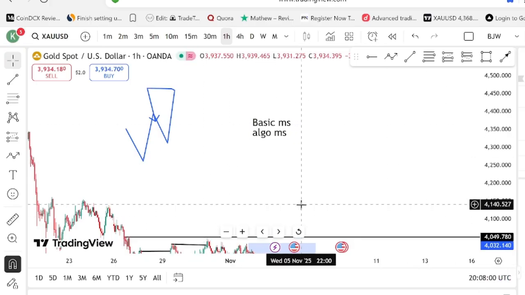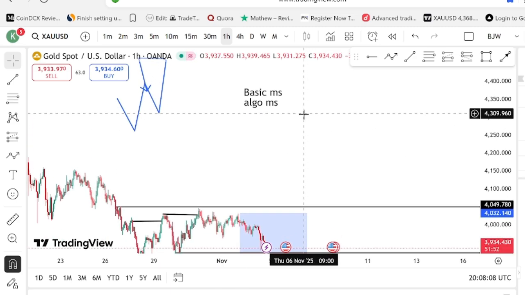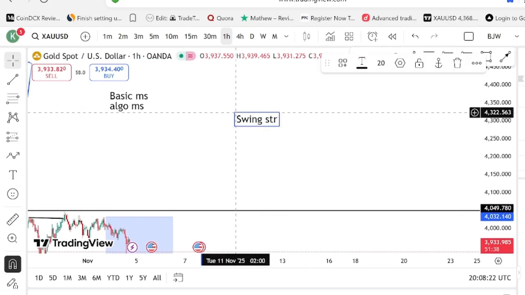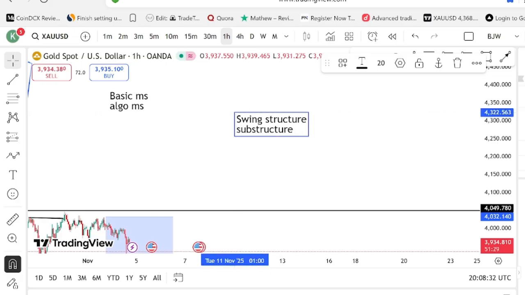Before you get to know this, there are things you need to take into consideration. In basic market structure, we have three types of structure: the swing structure, the substructure, and the minor structure. These are the three basic structures you need to know to understand the overall direction of the market, and that way get a valid entry whenever you want to execute any particular trade. But the major one you need to pay close attention to is the swing structure.